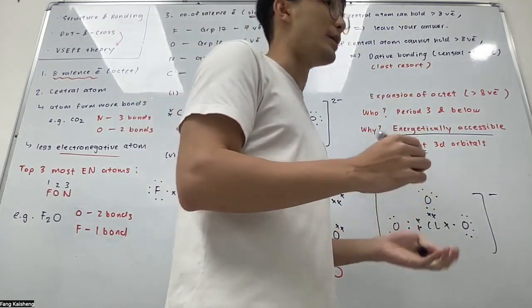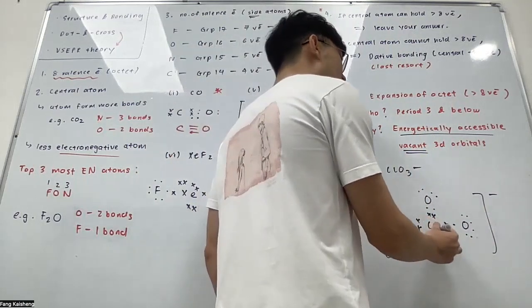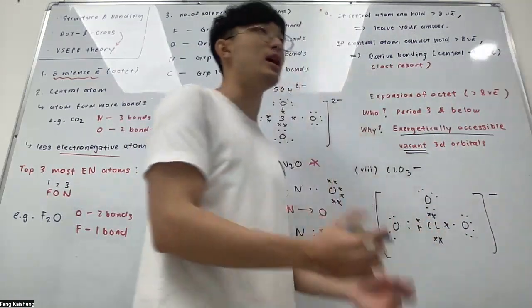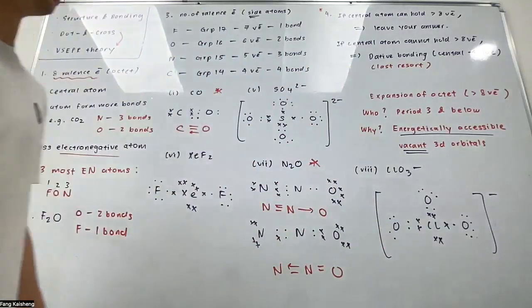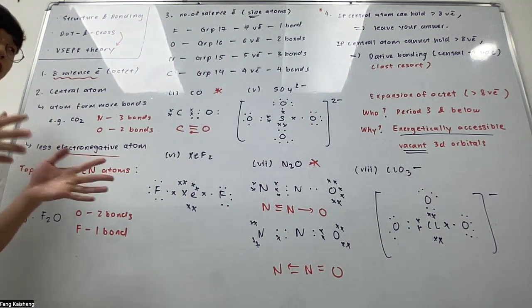Always go back to the center and make sure he is correct. Chlorine has 7 valence, currently only 5 is used in bonding, so another 2 extra. That's your lone pair. That's ClO3 minus. Any issues with that? Okay, so that's pretty much all we have for today. If any questions, you can ask me.